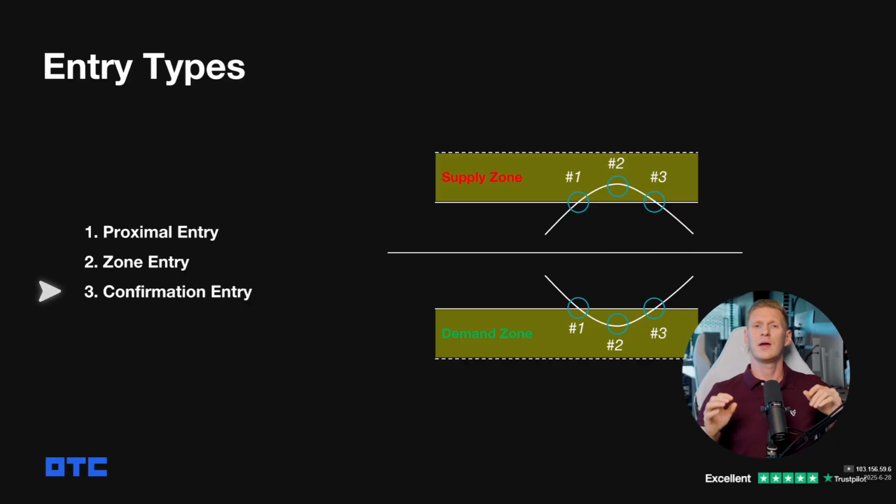The third method is a confirmation entry. With this approach, you wait for price to reach the zone and then look for confirmation signals, such as candlestick patterns, momentum shifts, or volume spikes, before entering the trade. While this increases probability, it comes at the cost of potentially missing the trade altogether if price moves too quickly in your direction. Each method has its strengths and weaknesses, and ultimately, the choice depends on your trading style, risk tolerance, and strategy. Let us examine each entry type in a bit more detail.